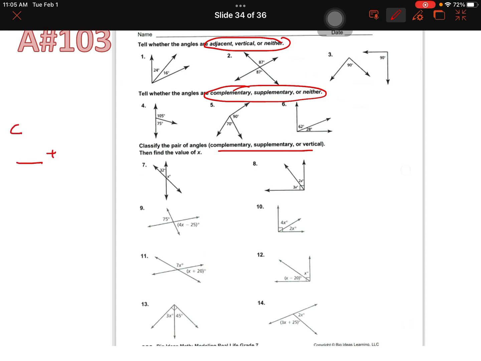So complementary, you're going to do this plus this equals 90. That's the setup I should see. If you say that they are supplementary, then I should see this plus this equals 180. And if you said they're vertical, you're going to say this angle equals this angle. And then you're going to solve. All right, so that is your assignment.